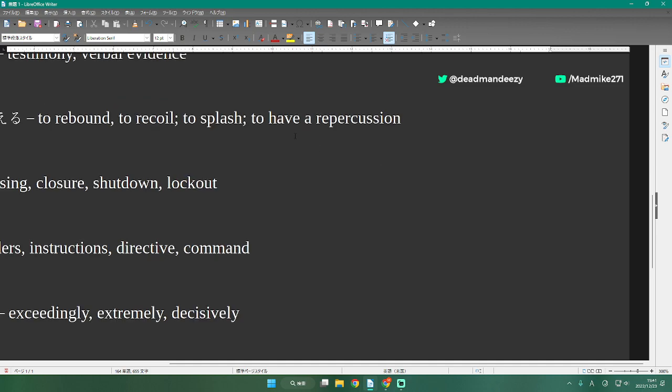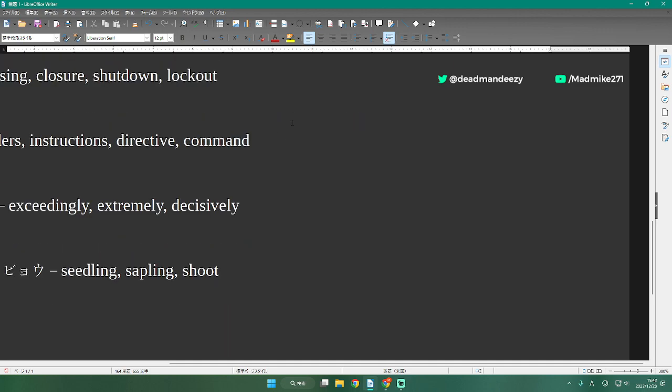To rebound, to recoil, or splash is hanekaeru. Haneru on the left side, or to bounce or to spring, and kaeru on the right side for to return. To have a repercussion or to bounce back or recoil is hanekaeru. A closing, closure, shutdown, or lockout is a heisa. Hei on the left side for closing, and sa on the right side for chains. A lockdown is a shutdown by means of chains. Heisa.